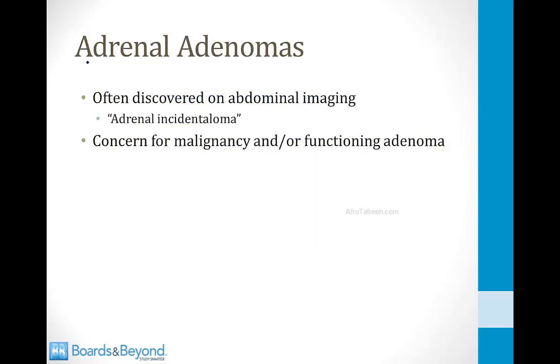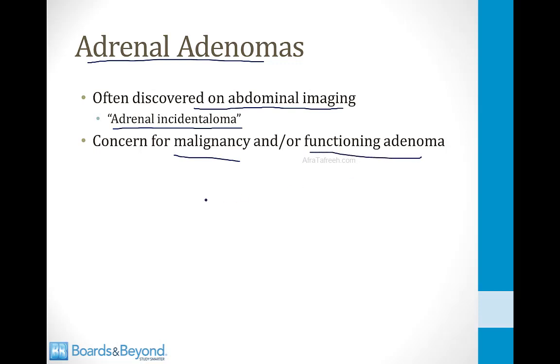I'll finish by talking about adrenal adenomas. These are small areas of hyperplasia found in the adrenal gland, and they're often discovered incidentally when abdominal imaging is performed for another reason. For example, when patients come to the ER with belly pain, they often have a CAT scan and an adrenal adenoma is discovered. It's often called an adrenal incidentaloma because it was discovered incidentally. And when you discover one of these, the concern is that it could represent malignancy or it could be functioning and secreting cortisol or aldosterone.